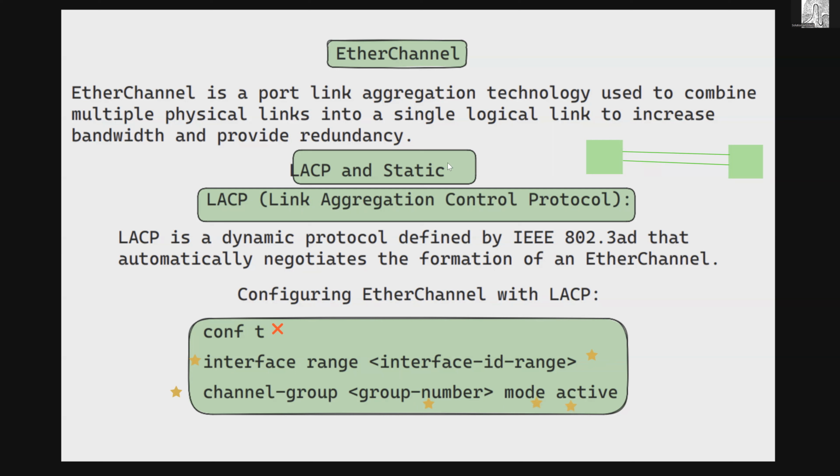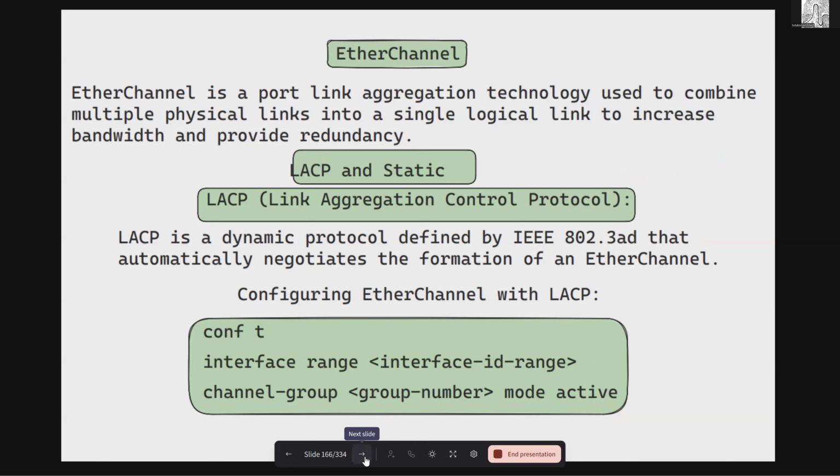Mode active. Now, when we are using LACP, you will see options related to mode active and mode passive. So you can use either active or passive. If I use mode active and active on both sides, they will form the EtherChannel. If I use active and passive, they will form the EtherChannel. But if you use passive and passive, they will not form the EtherChannel. So one side should be active, and the other side may be active or passive. That's the requirement for LACP to bundle the ports.